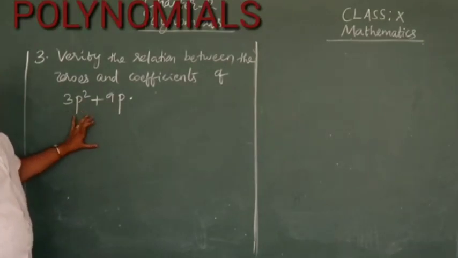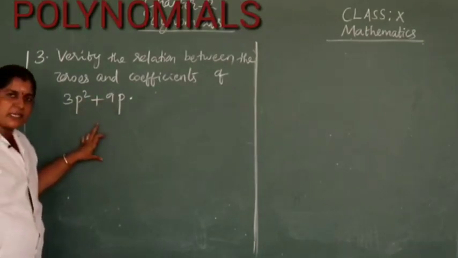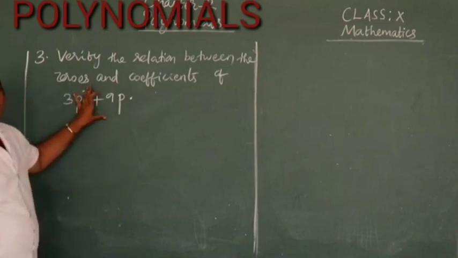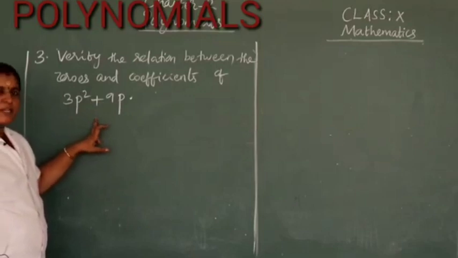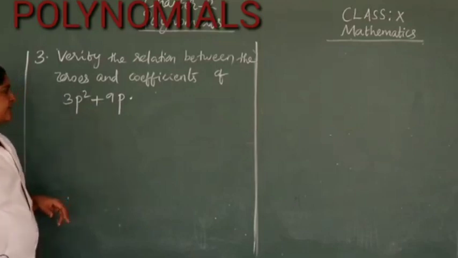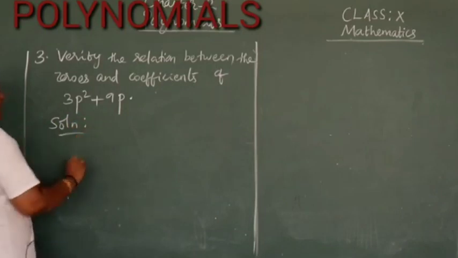So in this polynomial also you can see one term is not there. Here the constant term is not there. So you need not go for splitting the middle term method. You can find the zeros by factorization method. So here solution, first we are going to find the zeros of this quadratic polynomial.